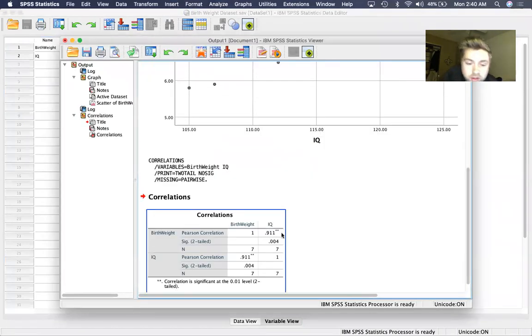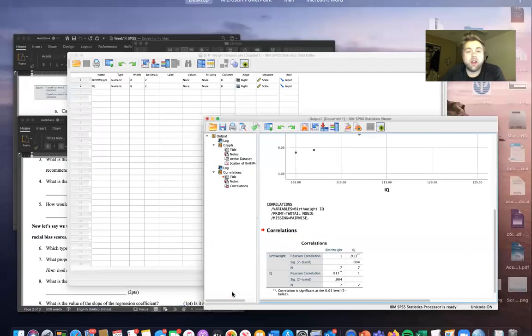All right, so as you can see, the correlation is fairly significant between IQ and birth weight. And as you can see, birth weight and IQ is obviously the same correlation. So it's 0.91, it's significant at the 0.01 level, which is pretty significant.